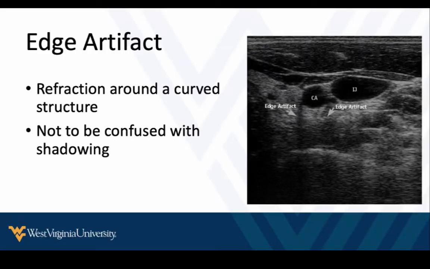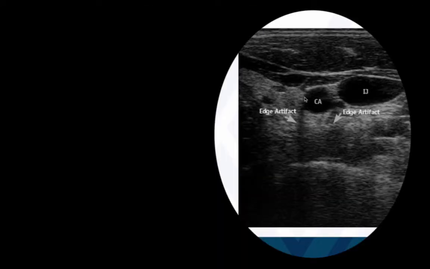This artifact, not as common, but it can be confused with the other shadows, so we need to recognize it. When we have some curved structures like vessels, or sometimes it's a gallbladder, we can get an edge artifact or an edge shadow. They always stay on the edge of our structures. No matter how we adjust our image, we're going to see these shadows kind of moving around because they're following the edges of our structures, and they're not to be confused with shadows.